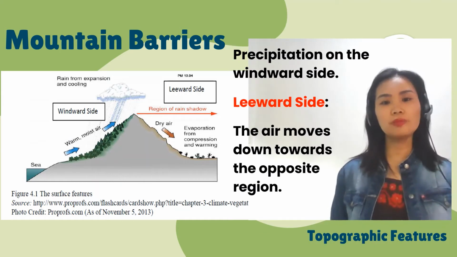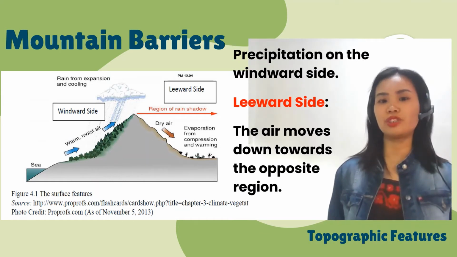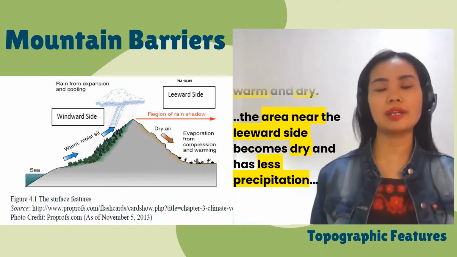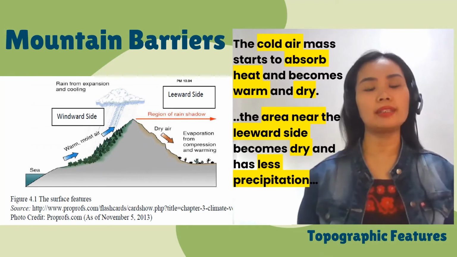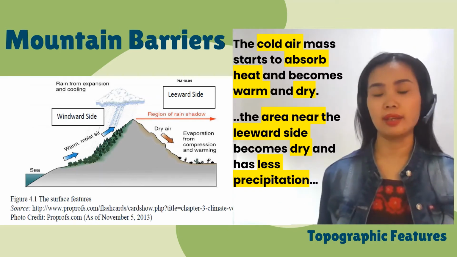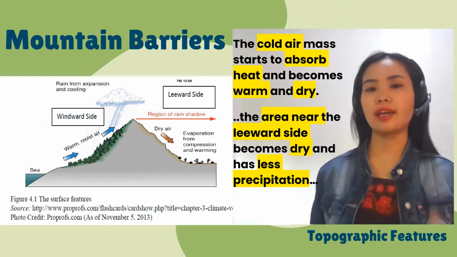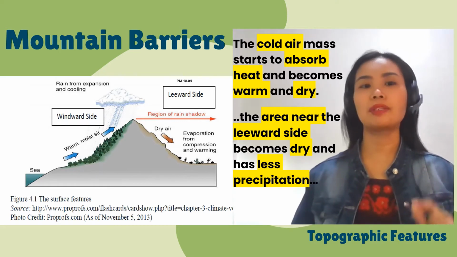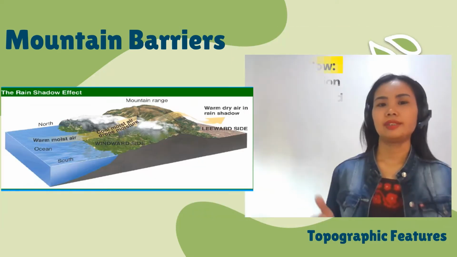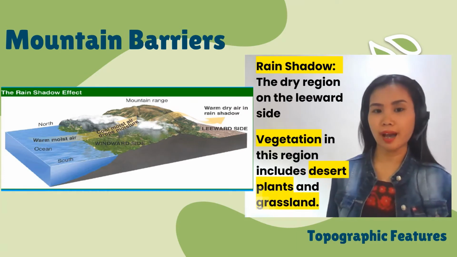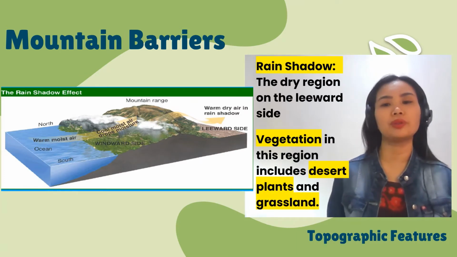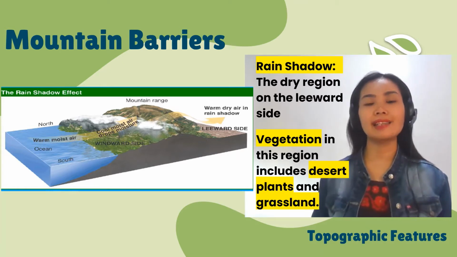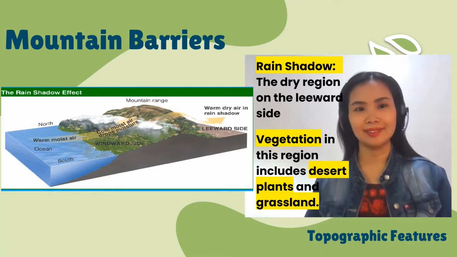The air moves down towards the opposite region called leeward side. The cold air mass starts to absorb heat and becomes warm and dry. As a result, the area near the leeward side becomes dry and has less precipitation. The dry region on the leeward side is called rain shadow. Vegetation in this region includes desert plants and grassland.